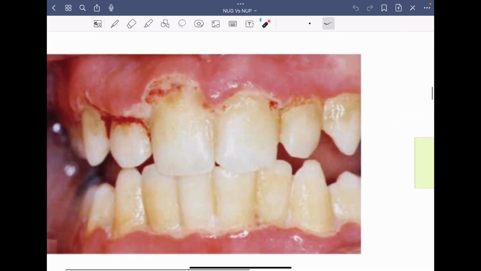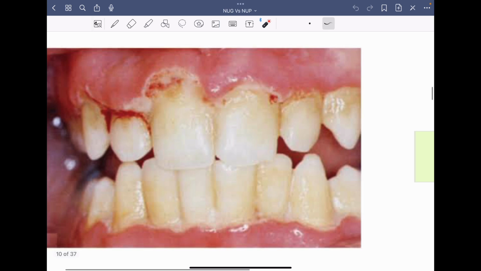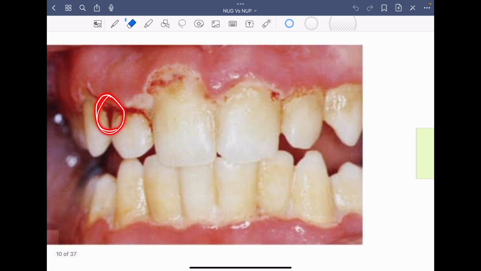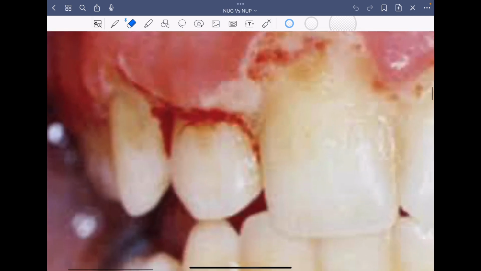Here you can appreciate there is sloughing of the gingival tissues which is present, right? So it is limited to the attached gingiva and interdental papilla. Here you can appreciate, see, interdental papilla is also getting involved here.